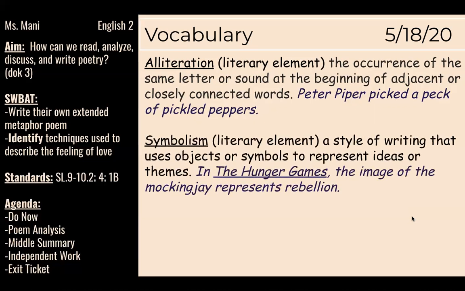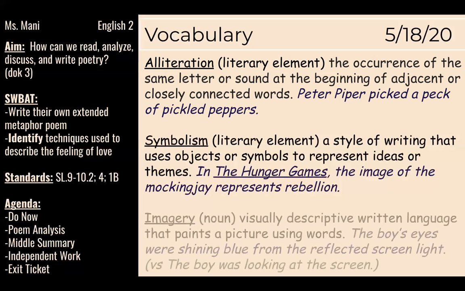Then we have symbolism. This should definitely be review. Symbolism is a style of writing that uses objects or symbols to represent ideas or themes. So for example, in the Hunger Games, the image of the mockingjay represents rebellion. We said another symbol, the American flag, right, might represent freedom. A dove might represent peace. The heart symbolizes love, right? So there's many different symbols. It's an object that represents an idea or concept.